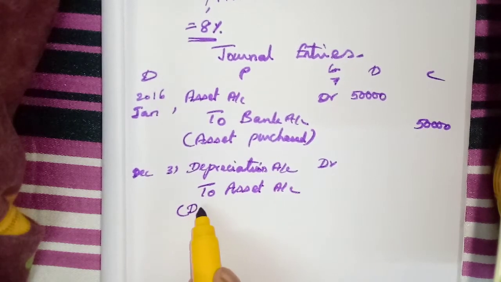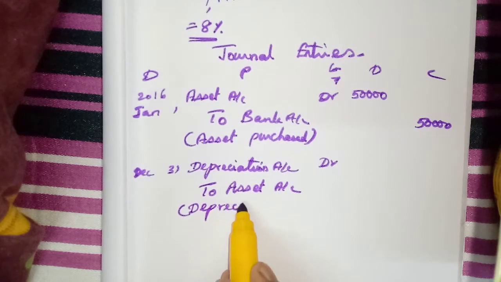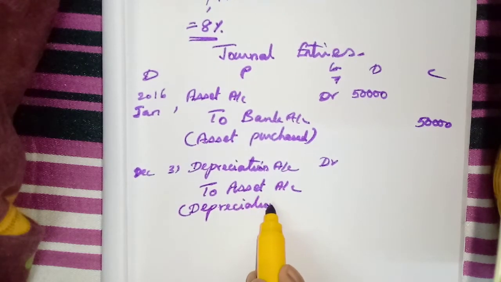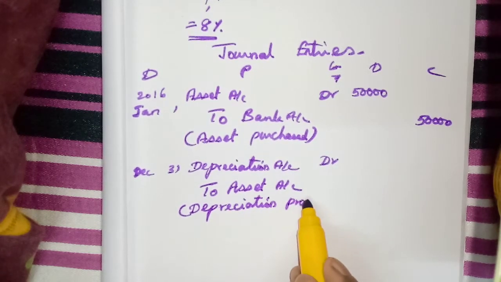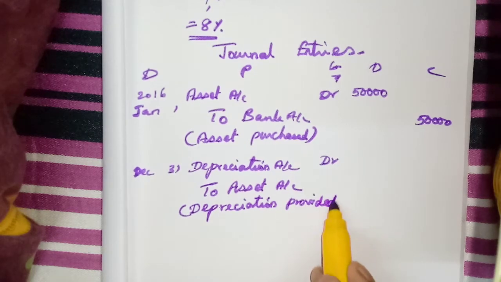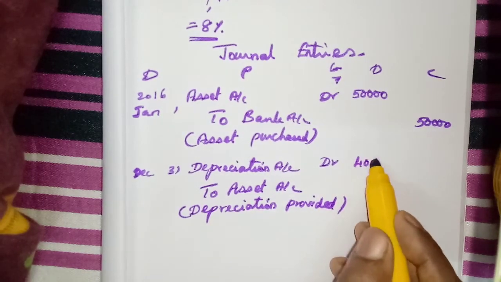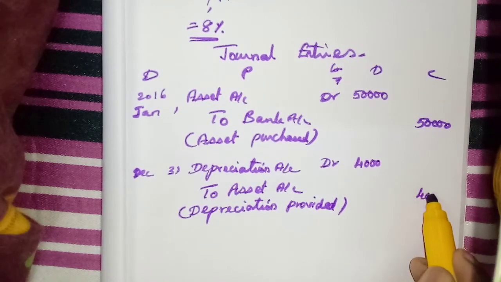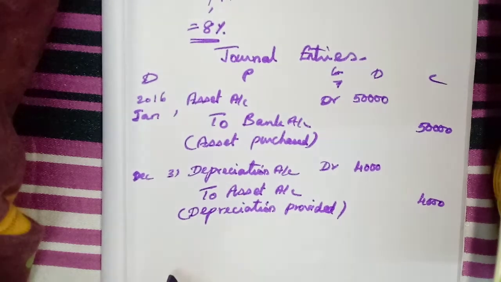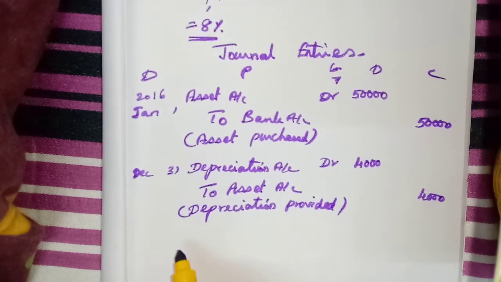You have to write depreciation provided. What is the amount of depreciation? We have calculated 4,000. In all the years the same 4,000 only will come, for all the useful life of the asset, 10 years.